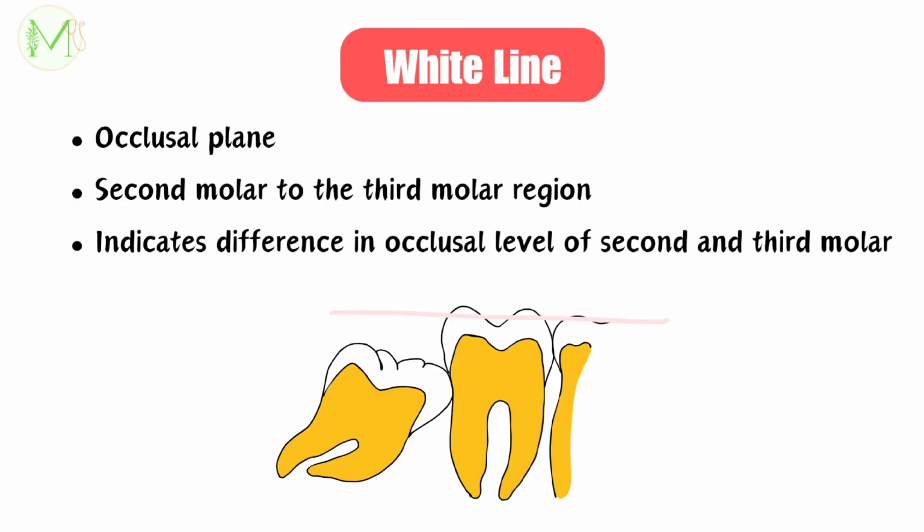Let's start with the white line. The white line should be drawn on the occlusal surface of the first and second molar, and it should be extended posteriorly to the third molar region. It indicates the difference in occlusal level of the second and third molar.